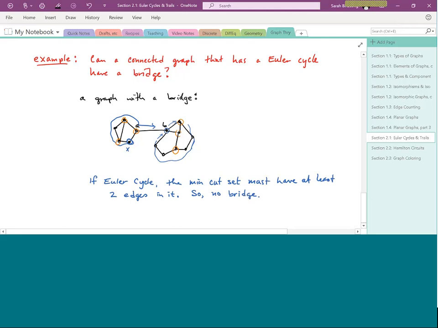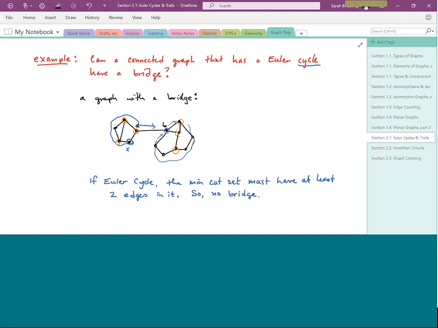Now, suppose we ask this exact same question, but replace the buzzword cycle with the word trail. What do you guys think? Could it be possible to get an Euler trail in a graph that has a bridge?